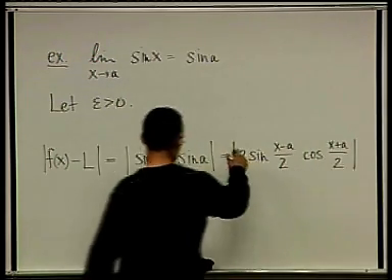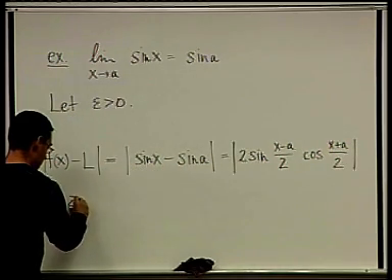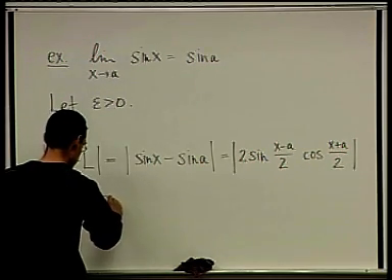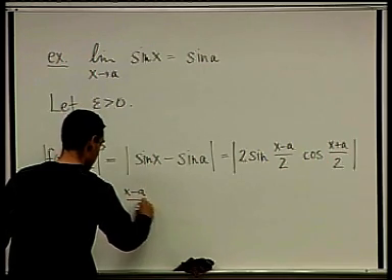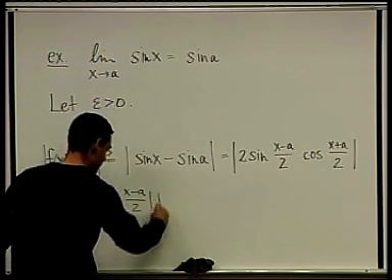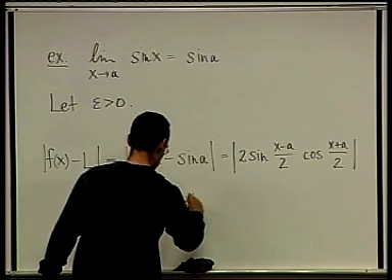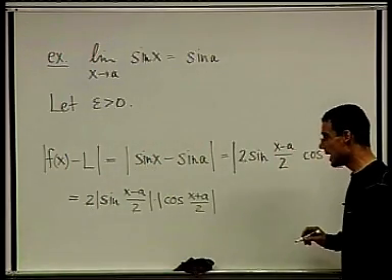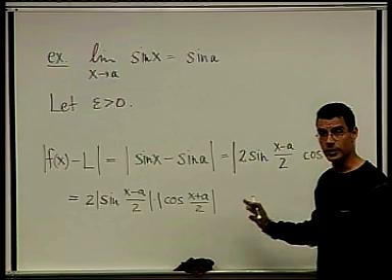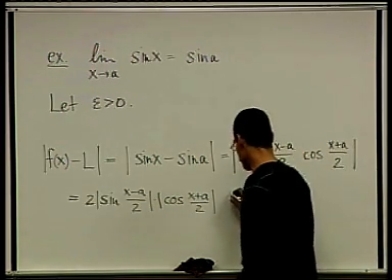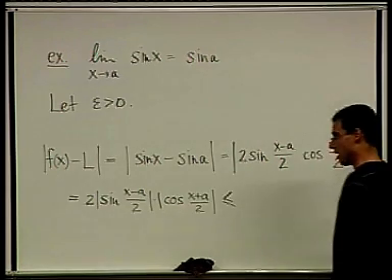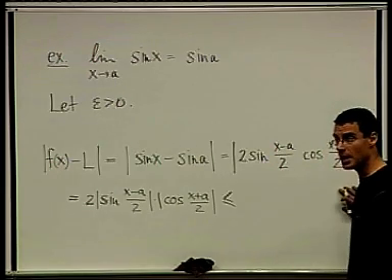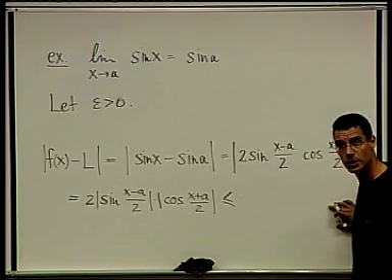Okay. So the absolute value of a product is the product of the absolute values. So the 2 I don't need an absolute value on. Sine of x minus a over 2 times cosine of x plus a over 2. Okay. Now I'm going to do 2 things. First of all, this is going to be less than or equal to whatever I write here. But that's okay. If it's less than or equal to something which eventually is going to be less than epsilon, then the whole thing is less than epsilon. Do you agree to that?